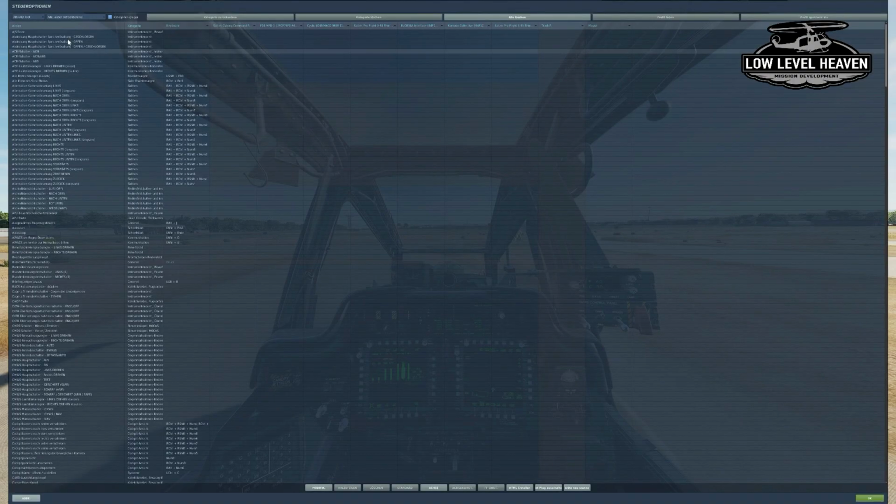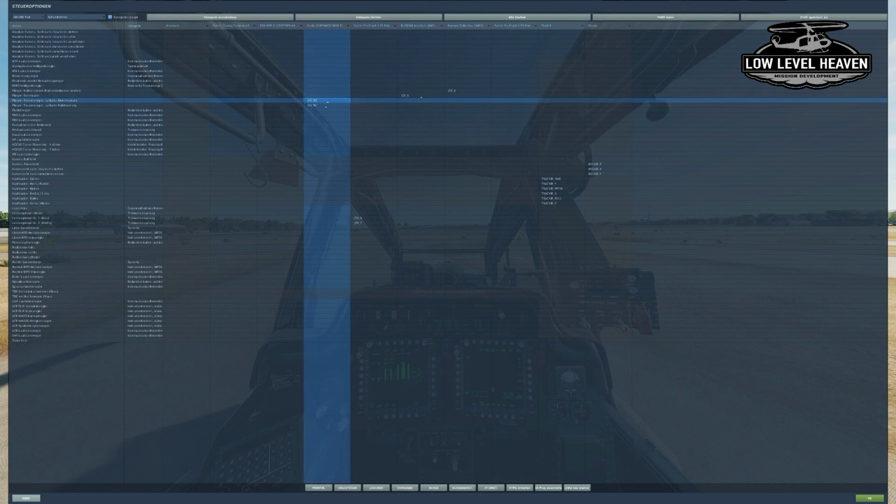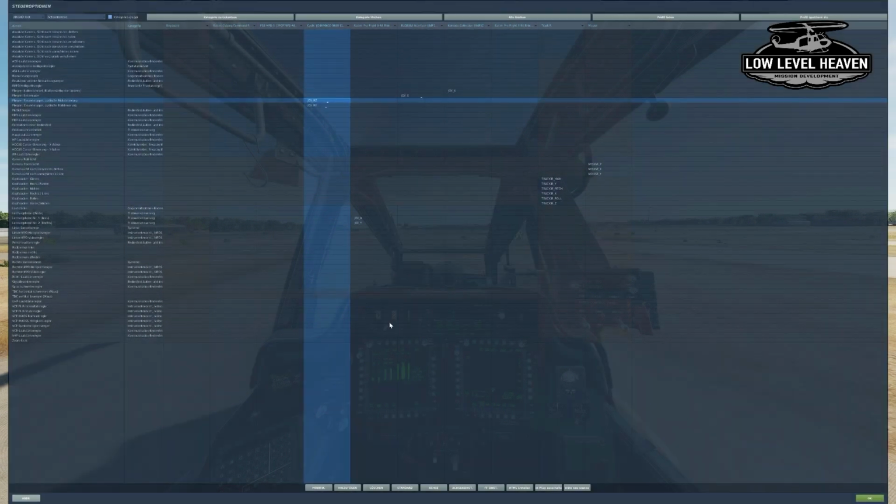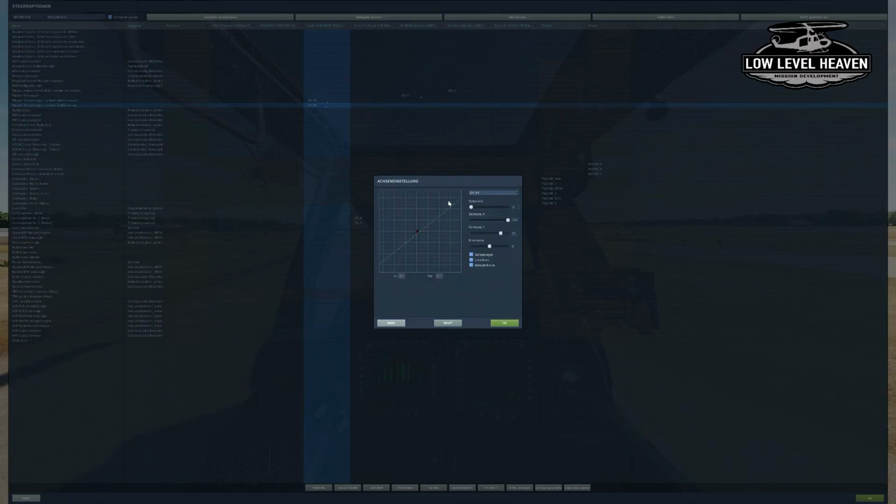So let's move to the cyclic axis first. To get a better control on the cyclic axis, I would use the y-axis to 80%. I do not recommend any curves on the cyclic stick. I do not recommend any curves on the collective stick. And on the tail rotor, that may be different. So let's see the other one. The roll axis, actually the same, 80%, no curves at all.